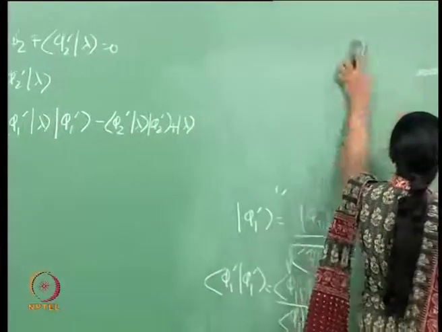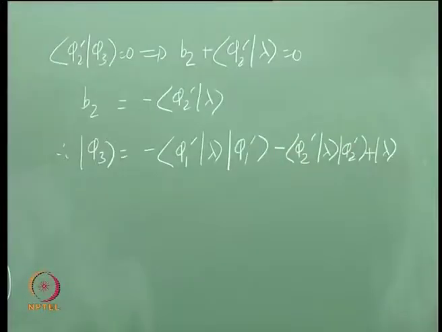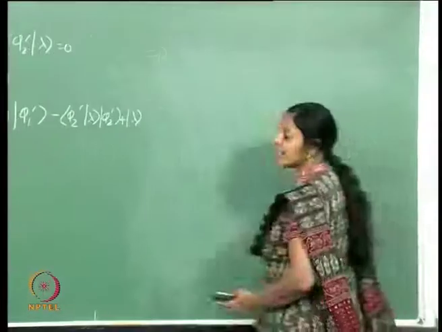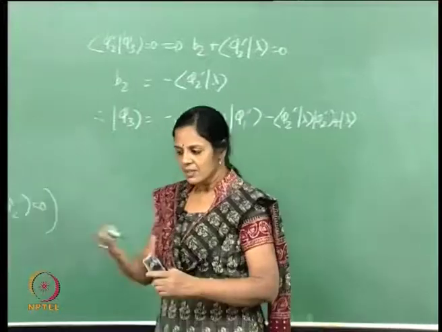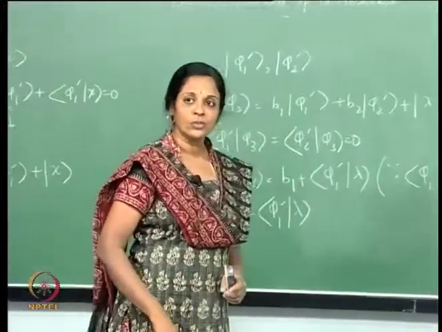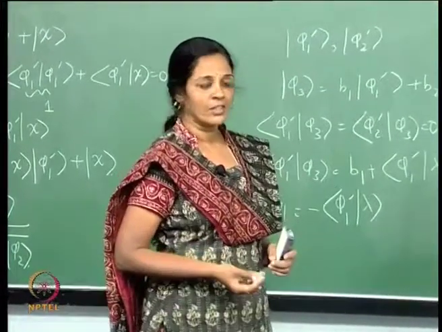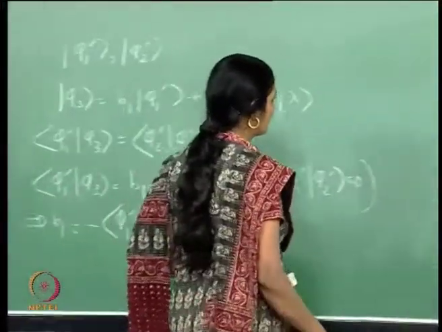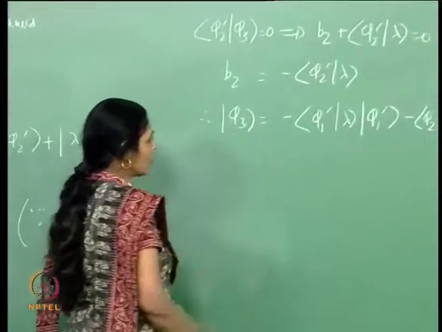In this manner, I can proceed and get an orthonormal basis of n basis vectors. By definition, they are linearly independent, and now they are also mutually orthogonal, and each vector is normalized to 1. So much for the Gram-Schmidt procedure.